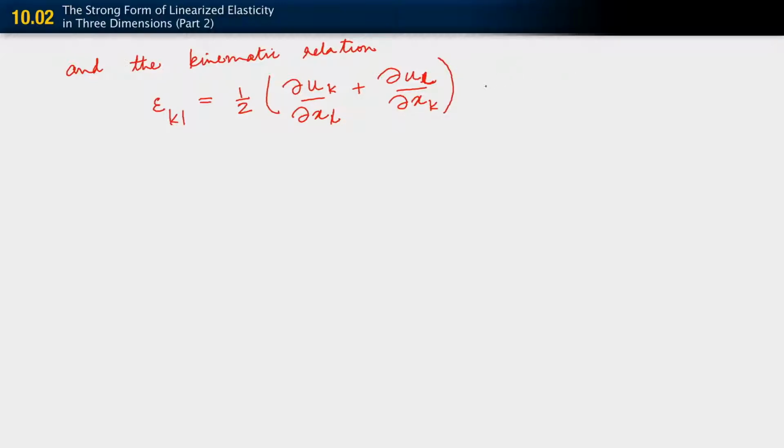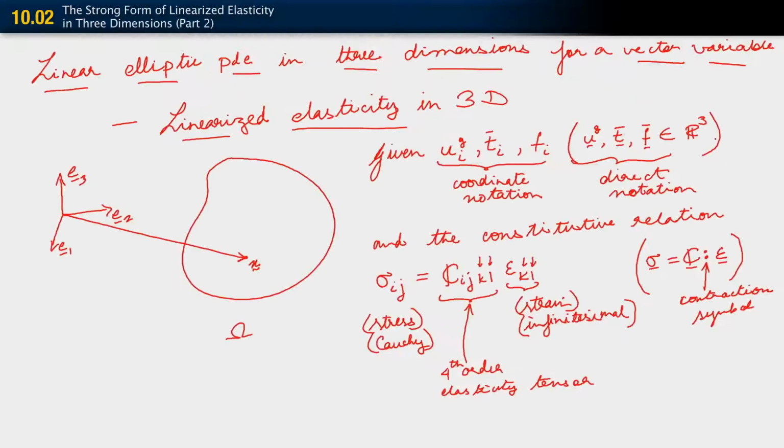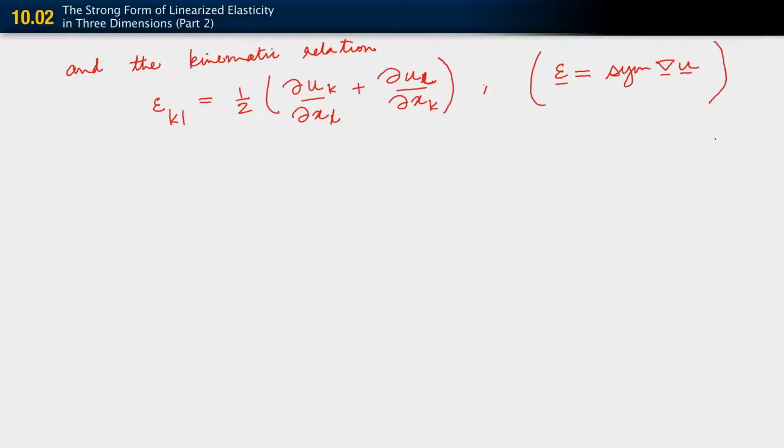In direct notation, this would be epsilon equals the symmetric part of the gradient of u. Okay? All right, so we have these components of our problem. Let me just go back here for a second. We're given data in terms of these vectors u, g, t bar, and f. We're given a constitutive relation relating the stress to the strain through the elasticity tensor. And we're given this kinematic relation.